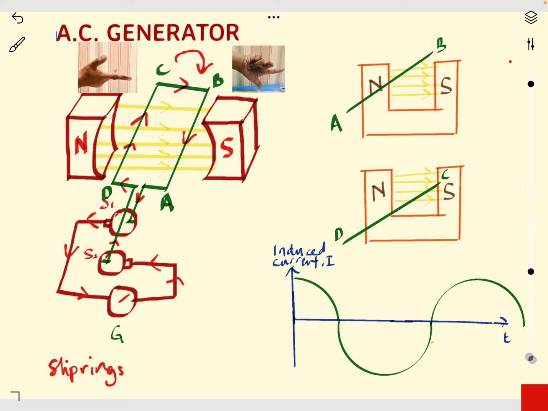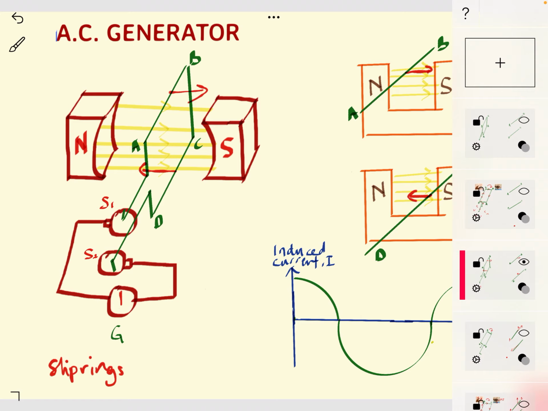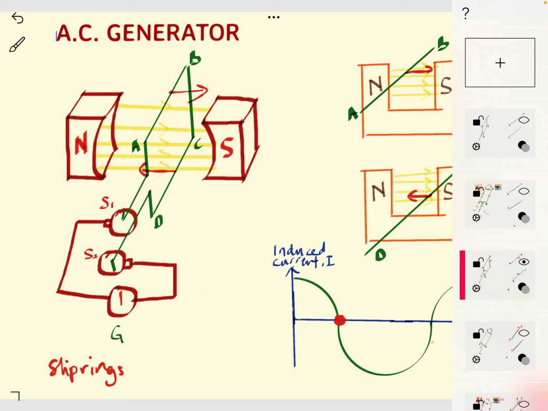What happens is now the induced current is reversed, and now you can see the current is negative. This is what happened in this position. Now let us go back to this one. This is what we have discussed just now. You can see that the pointer of the galvanometer is 0. So here is the value of induced current in this graph. It is 0.